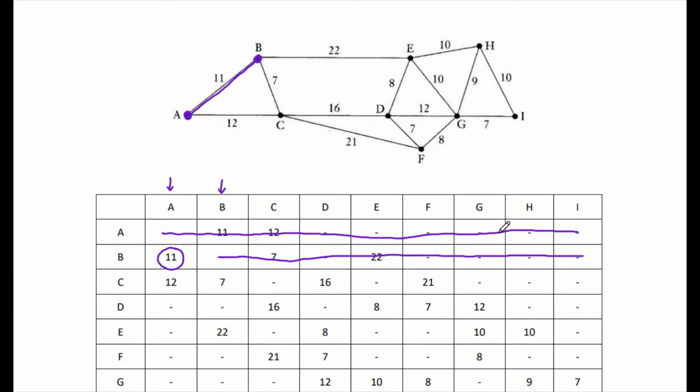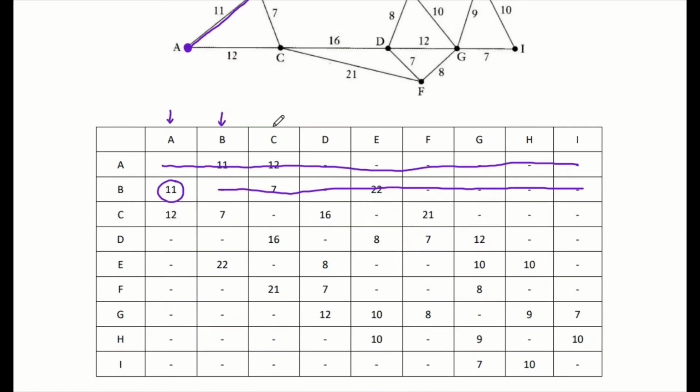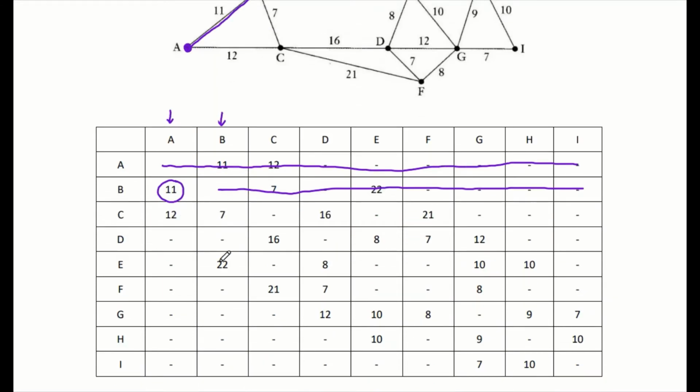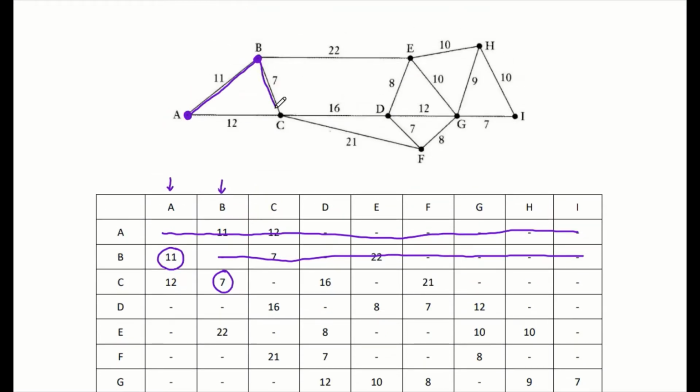Okay, so now continue. Looking at the network diagram, you look at the ones that are adjacent to both A and B. Same thing, you look at all the numbers that are adjacent to A and B: 12, 7, 22. You see, it's the same thing in the distance table. Between these three numbers, which one gives you the minimum? 7. So again, circle the minimum. If we put this in a network diagram, it will look like this.